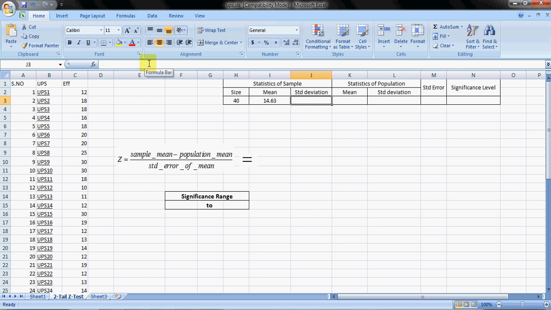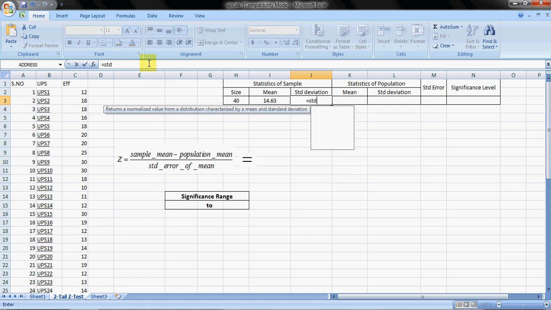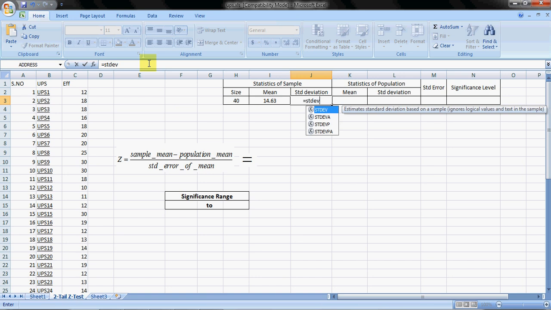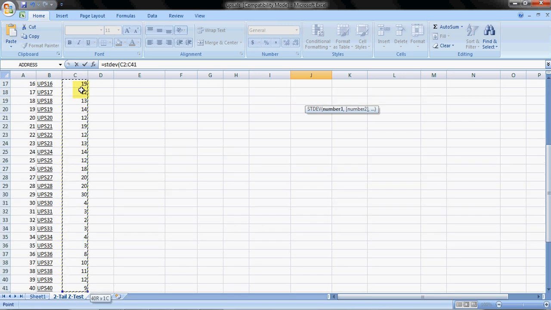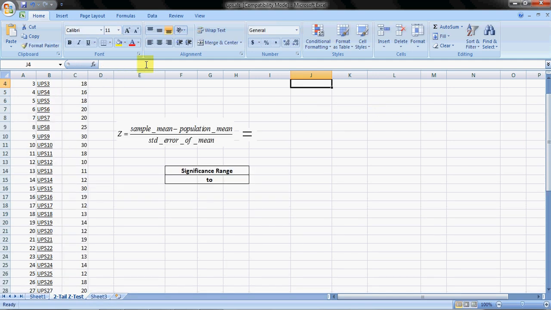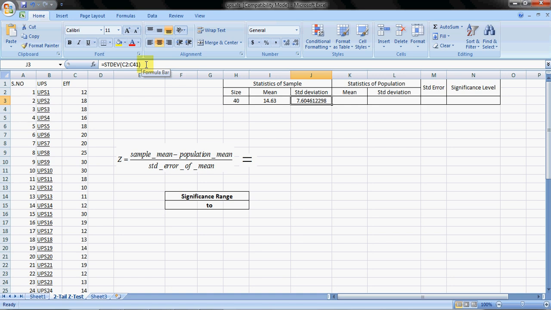We want to compute the standard deviation. To compute the standard deviation, you can use this formula, equal to STDEV, bracket open, again the same numbers. What you require is Control Shift down arrow key and then close the bracket. So here is the standard deviation of your sample.